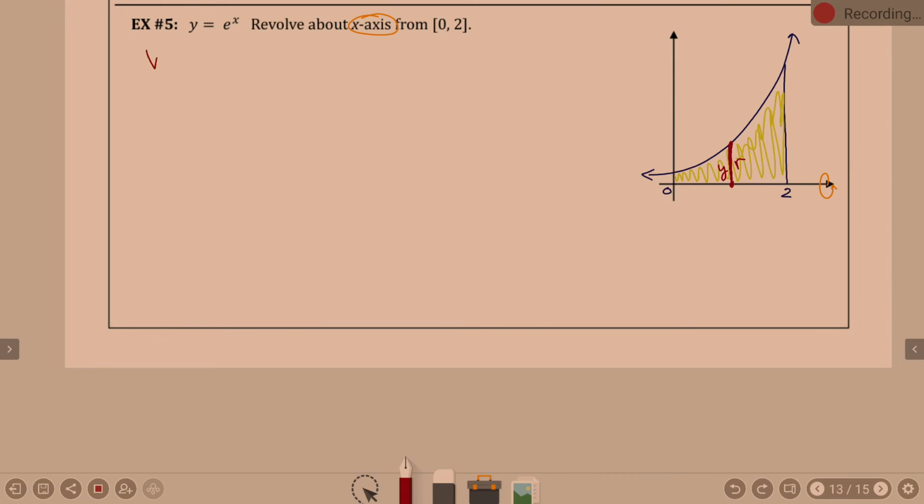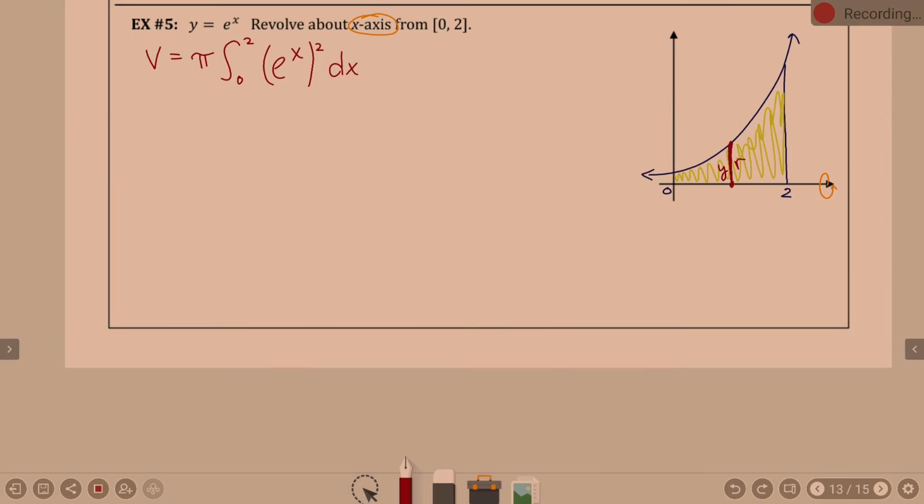Okay, what do you have set up? I got v equals is what I have set up. Pi and an integral? Okay. They told us the interval, 0 to 2. Almost. Okay. So it's e to the x, quantity squared, dx.